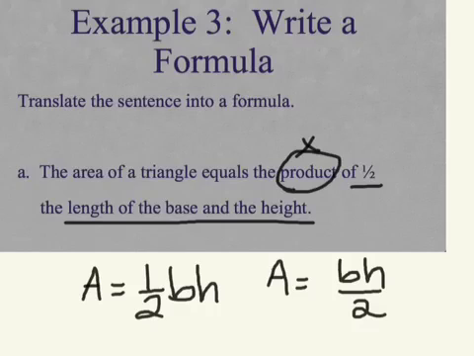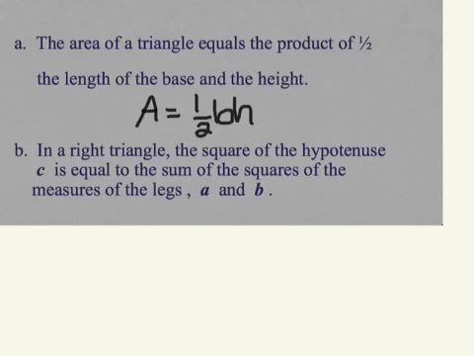All right, let's take a look at the next example. So part B, we have in a right triangle, the square of the hypotenuse C is equal to the sum of the squares of the measures of the legs A and B.